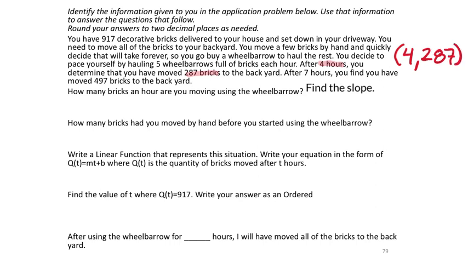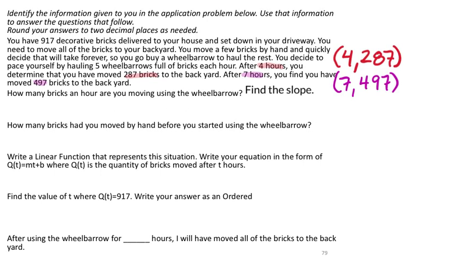That'll be crucial because we need to figure out the slope. Next, we have after 7 hours, you have moved 497 bricks. So this would give us the ordered pair of 7 and 497. So from just that amount of information, I know that I can find the slope. So I'm going to use the slope formula.